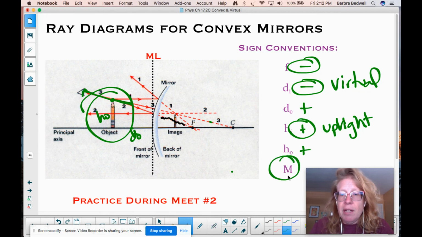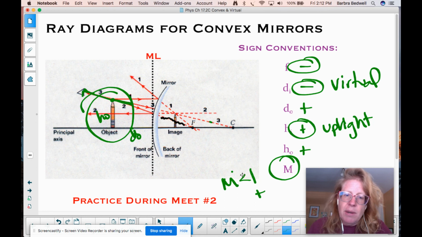And then if we take a look at our magnification, magnification is interpreted the same way. Is it greater than or less than 1? And then is it positive or negative? So it's smaller. So we know that magnification here is less than 1, maybe a half, right? And then it's upright. So we know that it is positive. So again, magnification has a magnitude as well as a sign. So it's smaller. In other words, it's reduced. And then it's upright. So there you go. Ray diagrams for convex mirrors.